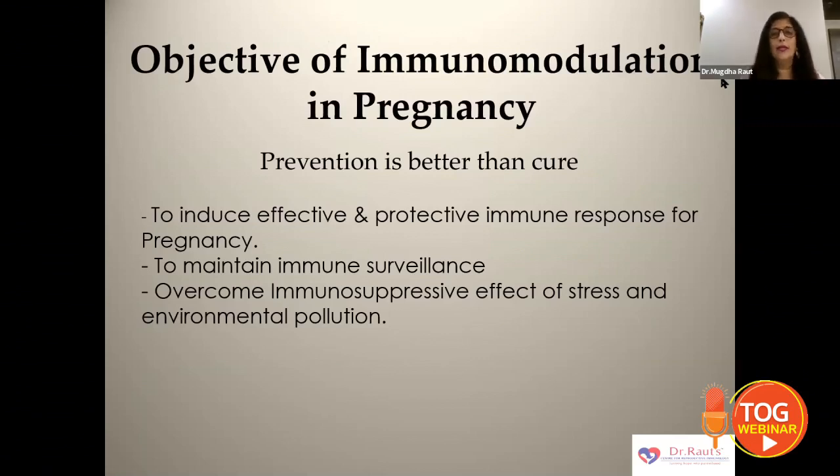So what is the objective of immunomodulation in pregnancy? Whenever there are pregnancy complications or repeated pregnancy loss or recurrent implantation failure, we can say that immunomodulation is prevention better than a cure. It helps to induce an effective and protective immune response for the pregnancy. It helps to maintain the immune surveillance, and it overcomes the immunosuppressive effect of stress and environmental pollution.